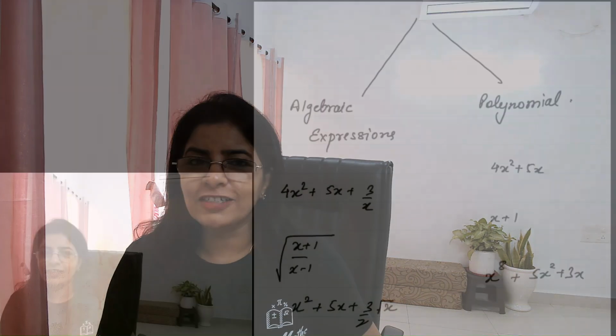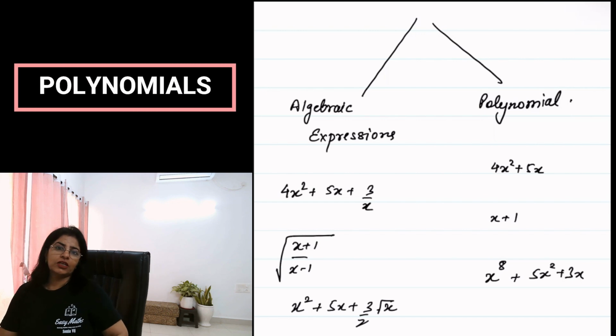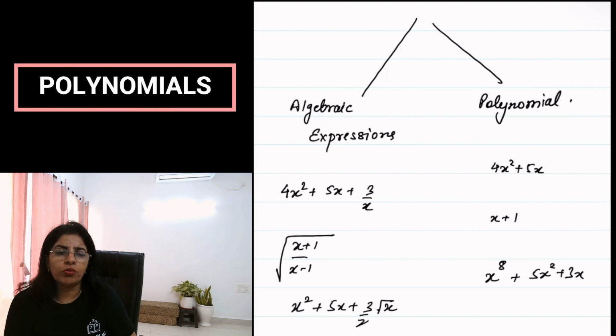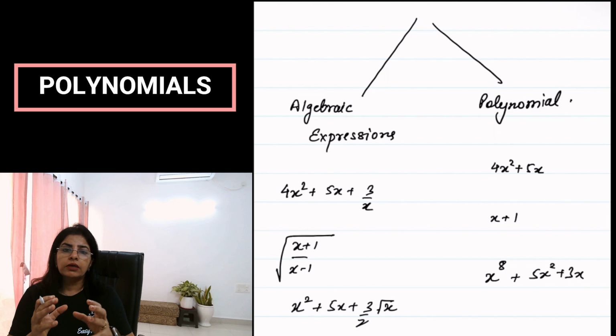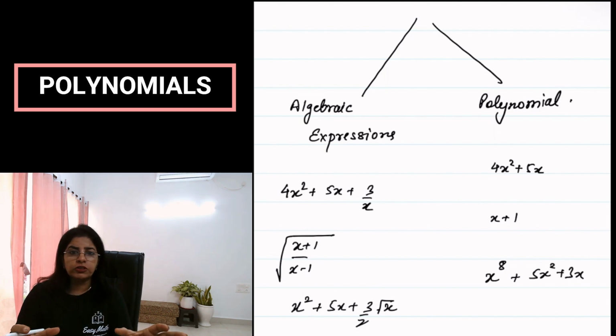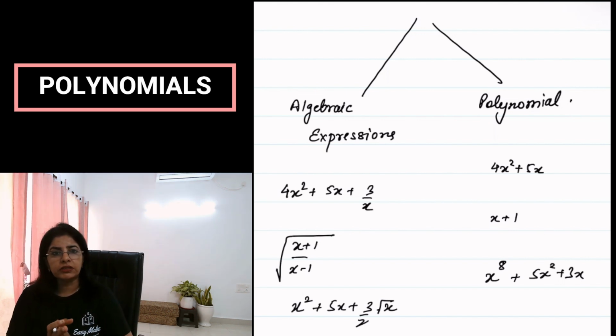So let's get started. Polynomials. What is a polynomial? A polynomial is a specific type of algebraic expression. Let's understand what an algebraic expression is. An algebraic expression is a set of terms separated by plus and minus signs.